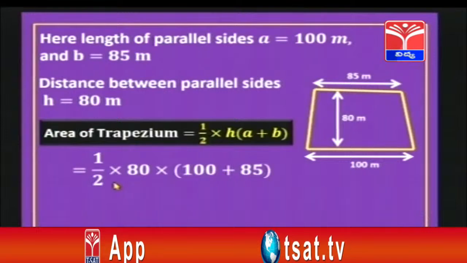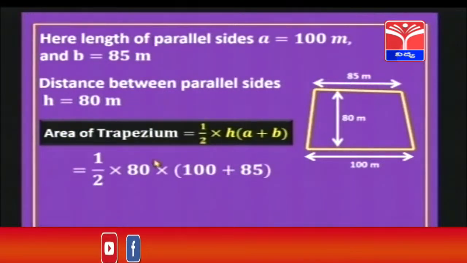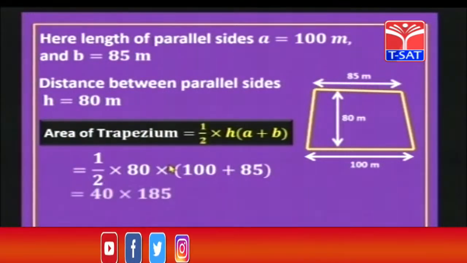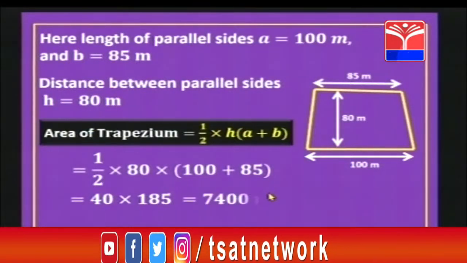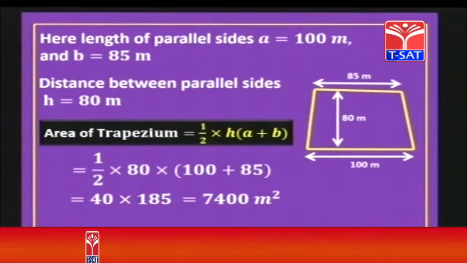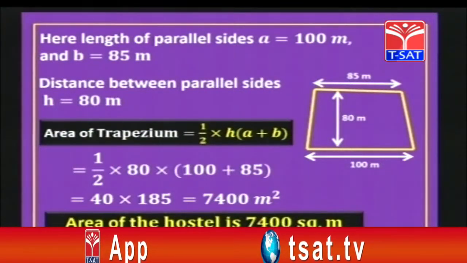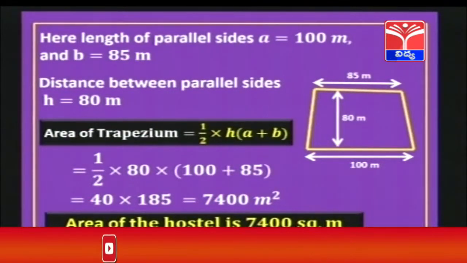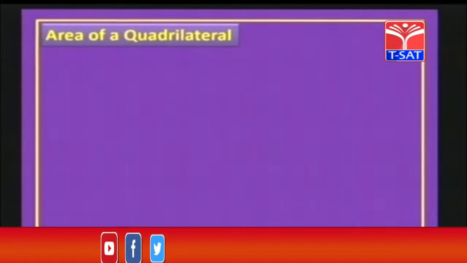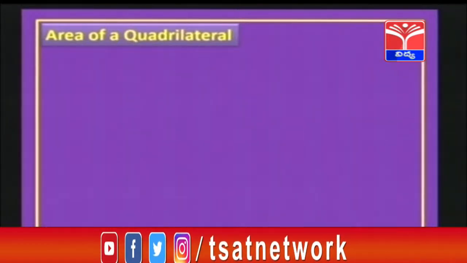On substituting it, I can cancel this 1 time and 40 times, right children? So how much you get? 40 into 185. On multiplying these two, you get 7,400 meter square. Hence I can say that the area of the hostel is 7,400 square meters. So next we will move on to our next one, that is area of a quadrilateral.